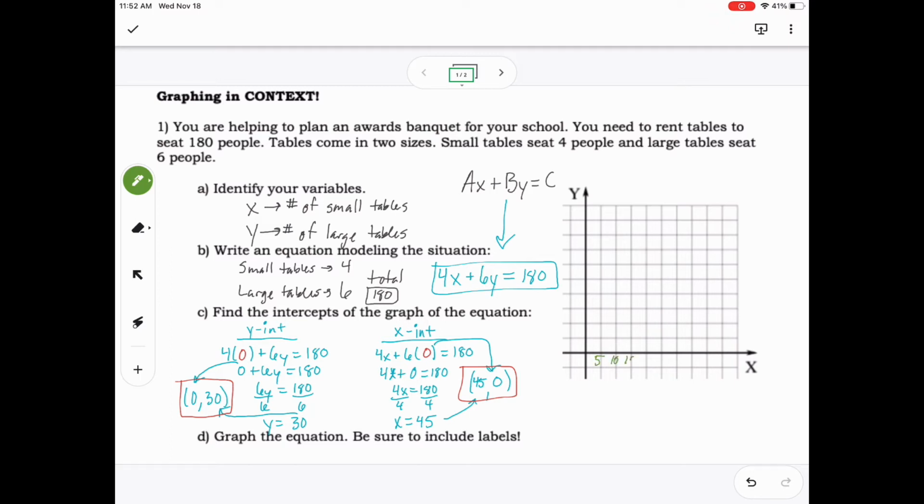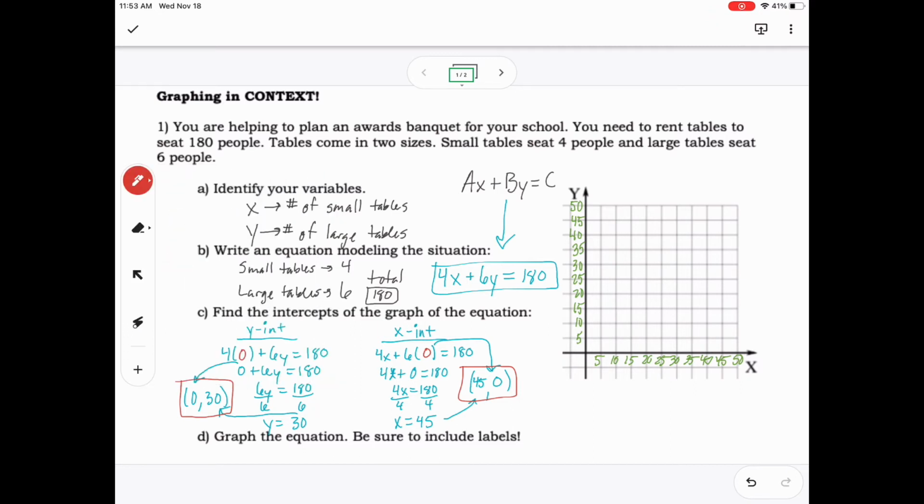So 5, 10, 15, 20, 25, 30, 35, 40, 45, 50, right? Same thing on the y value, 5, 10, 15, 20, 25, 30, 35, 40, 45, 50. Okay, there's my scale. And you can do that with anything. You can make them go by tens. I picked 5 because 45 and 30 are multiples of 5, so it makes it easier for me to graph later on.